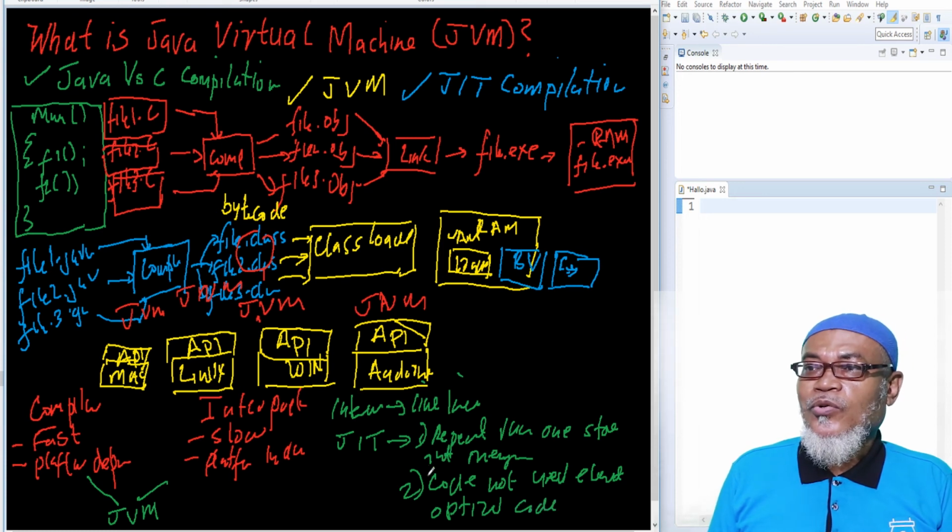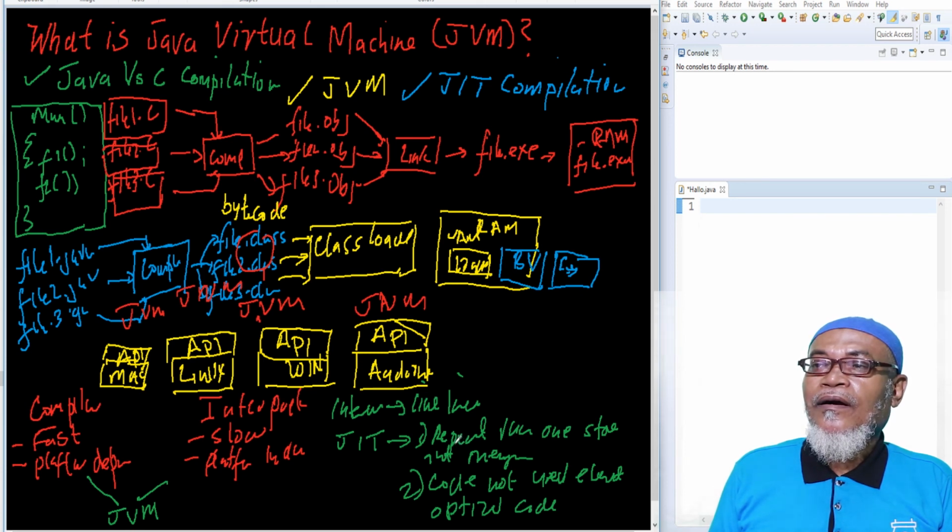So with these two strategies, all repeated functions or repeated instructions are done only once and stored in memory. And if you have any code which is not being used, then it is eliminated to optimize the code. This is what we call the strategy of JIT, just-in-time compilation. So just-in-time compilation makes JVM compilation become faster.